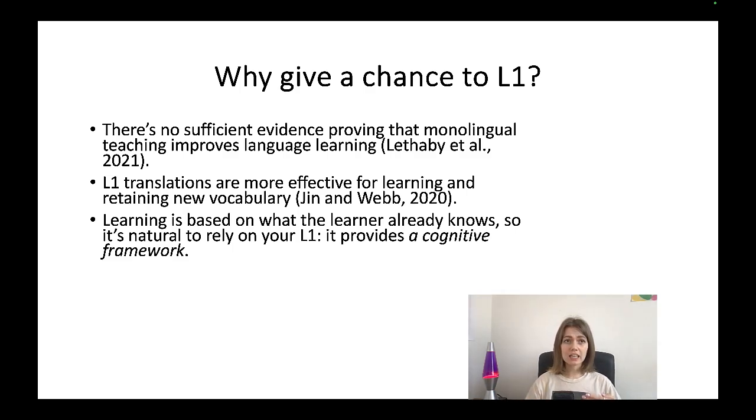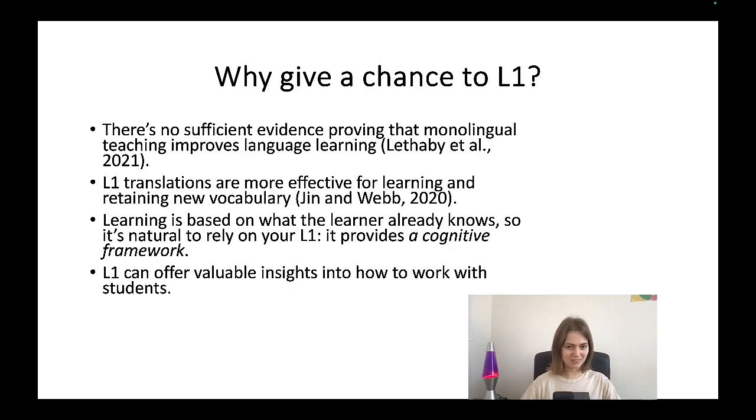And if their L1 already makes sense to them, sometimes making a simple comparison, or quite the opposite, saying, well, this is how it works in your L1, but it's super different in English. Why would you take that away from them? It's only natural that they want to do it.